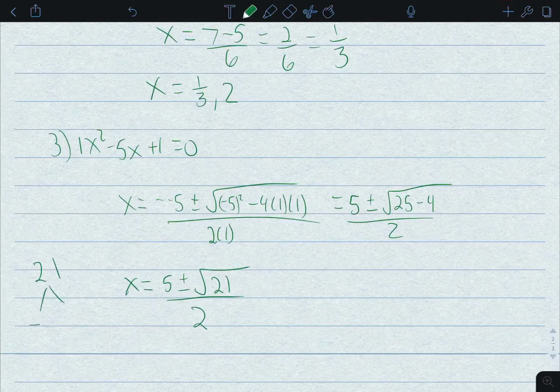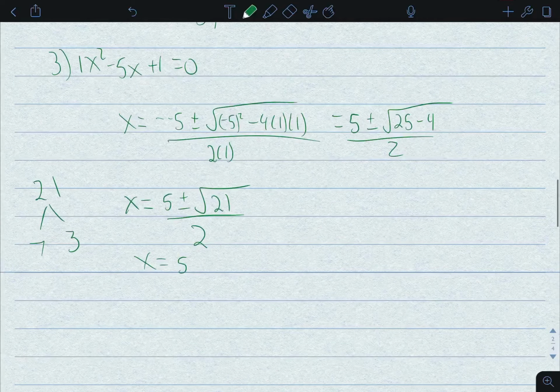21, I don't think it's going to factor. It's a 7 and a 3. Those are both prime, so it doesn't break down any further. So then we could leave it like this, but you do need to know that this means that x is equal to 5 over 2 plus square root 21 over 2. And x equals 5 over 2, you could put 2.5 if you want, minus this time, square root 21 over 2.